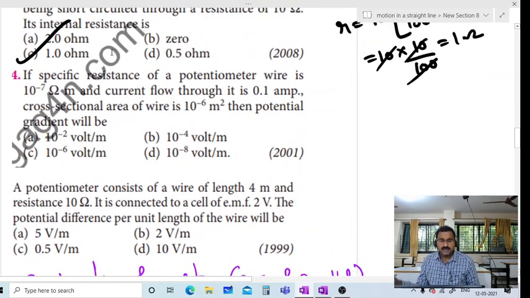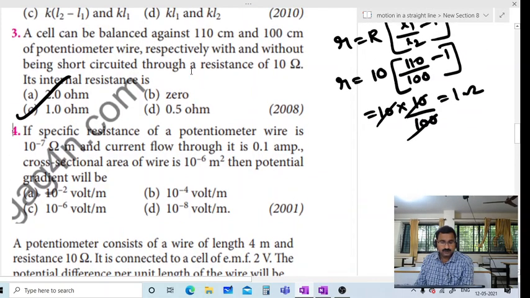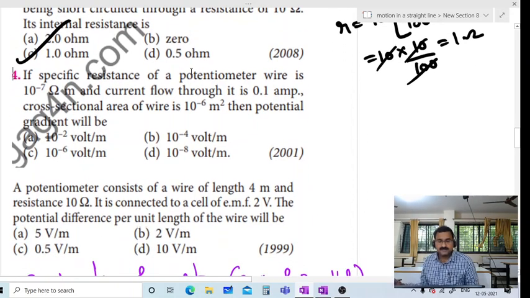Next one. If the specific resistance of a potentiometer wire is 10 power minus 7 ohm meter and the current flowing through it is 0.1 ampere, and the cross sectional area of the wire they gave is 10 power minus 6 meter square, the potential gradient they are asking. What is the potential gradient value? You have to calculate.